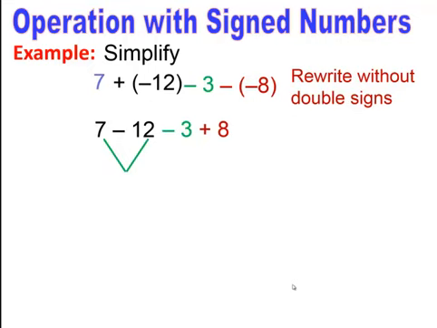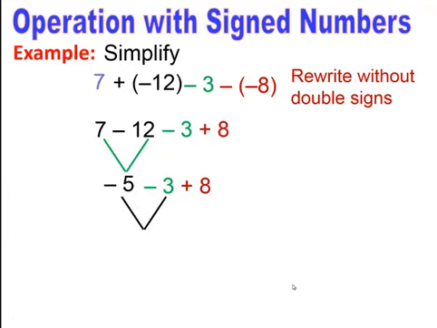Different signs mean I subtract, and I keep the sign of the higher number. And the higher number is that minus 12 or negative 12. So it ends up being a negative 5. And now I'm just bringing down the minus 3 and the plus 8.